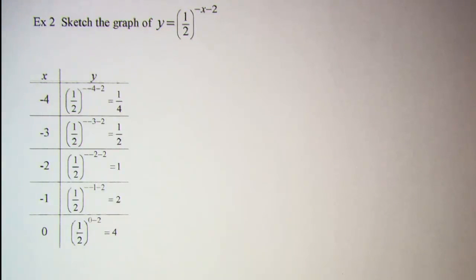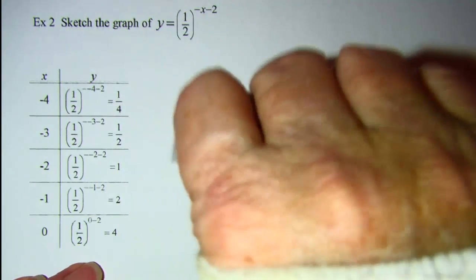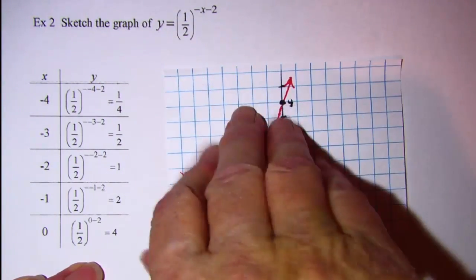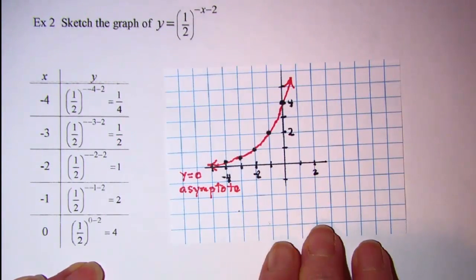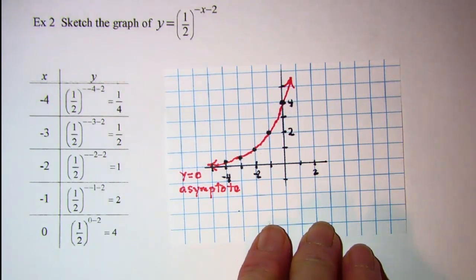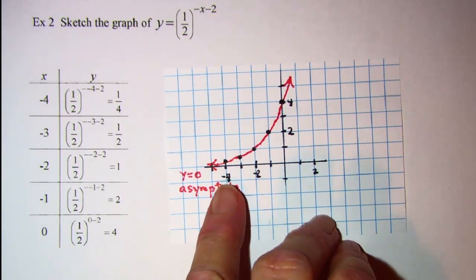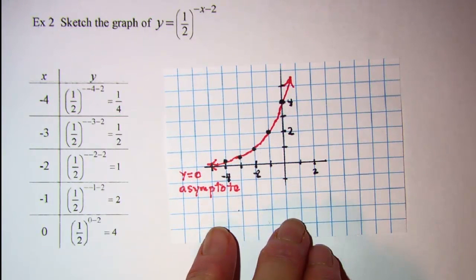And when we graph this one, we have an exponential growth graph, and my asymptote is still y equals 0.